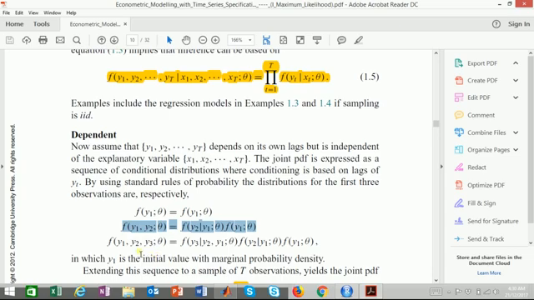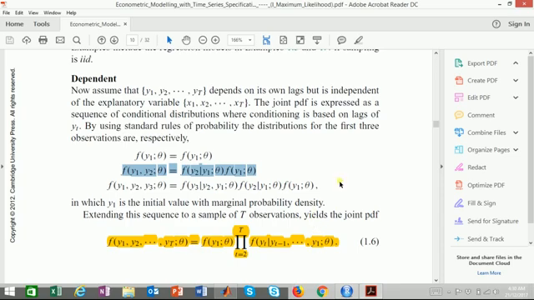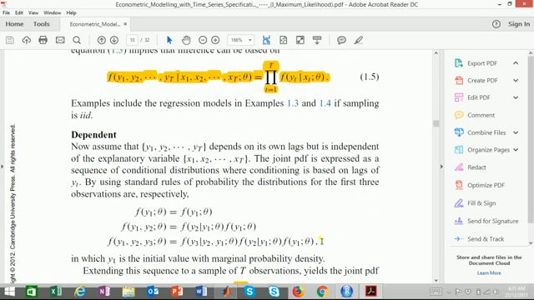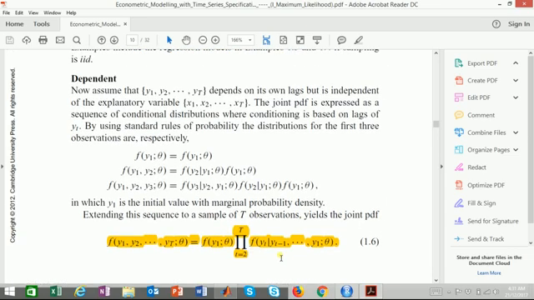Extending it up to T observations, the joint probability density function becomes, so we are just extracting the initialized value, and then it starts from t equals 2 up until T, and yt is conditional upon these lag values for all theta parameters, but it is independent of x or the explanatory variables. So this is the case when it is dependent. Good examples are the autoregressive model, the bilinear model and the ARCH model.